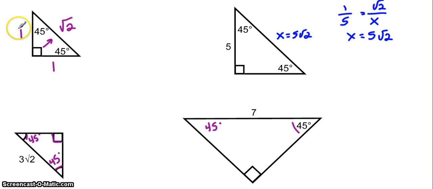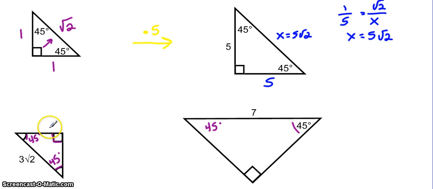Think about this. We're going from 1 to 5. What do you have to multiply or divide by to get from 1 to 5? You have to multiply by 5. That means that since these triangles are similar, every other side will follow that same ratio. So square root of 2 times 5 is 5 square root 2. 1 times 5 is 5. Easy. Let's take a look at this triangle down here.